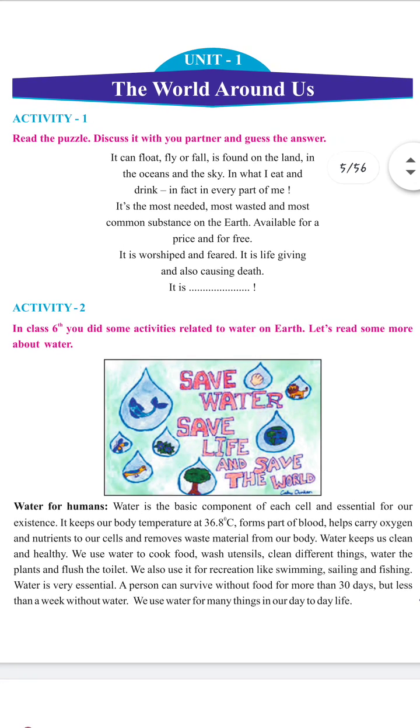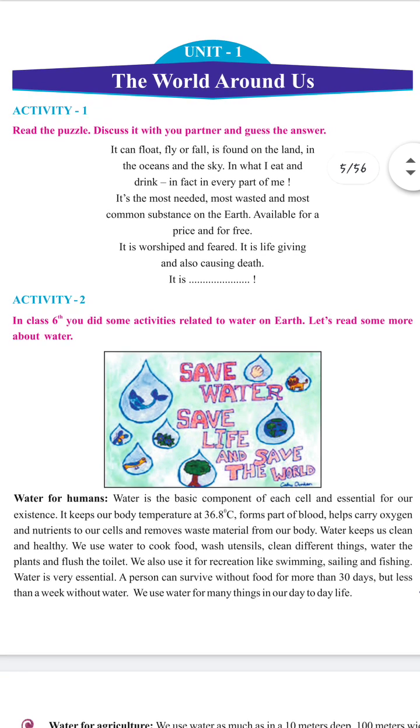The puzzle says: it can float, fly or fall, is found on the land, in the oceans and the sky. In what I eat and drink, in fact, in every part of me, it is the most needed, most wasted, and most common substance on the earth, available for a price and for free. It is worshipped and feared. It is life-giving and also causing death. So, what it is, dear students? I hope that you have easily understood what is this puzzle about. So, write your answers in the space given here. Let me explain once again for the students who have not understood it.